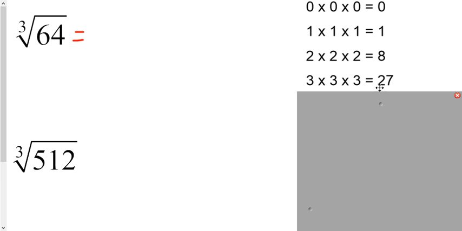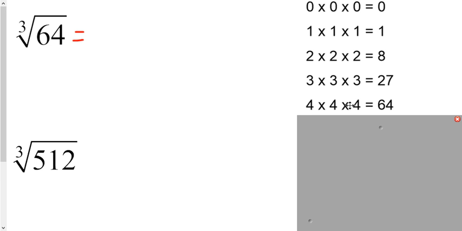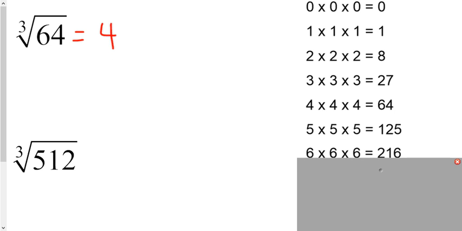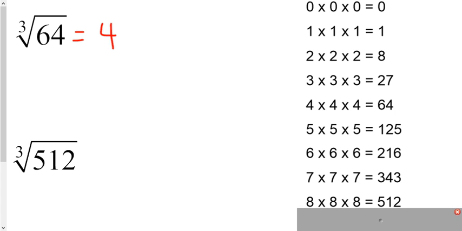3 times 3 times 3 is 27. And 4 times 4 times 4 is 64. Oop, there we go. There's our answer. The cube root of 64 is 4. And then you can just keep going right on down the line until you bump into 512. So there we go. The cube root of 512 is 8.